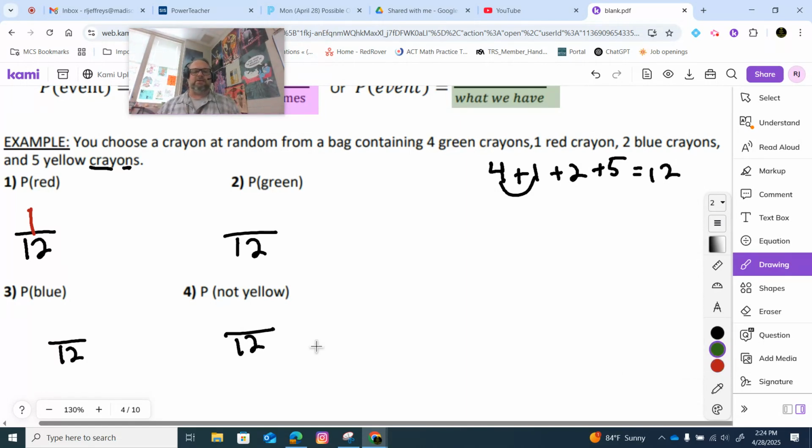All right, green crayons. Well, we have 4 of those. Now, if you're not good at simplifying fractions, use the calculator, the N over D button. 4 over 12 should be 1/3. It's a green one.